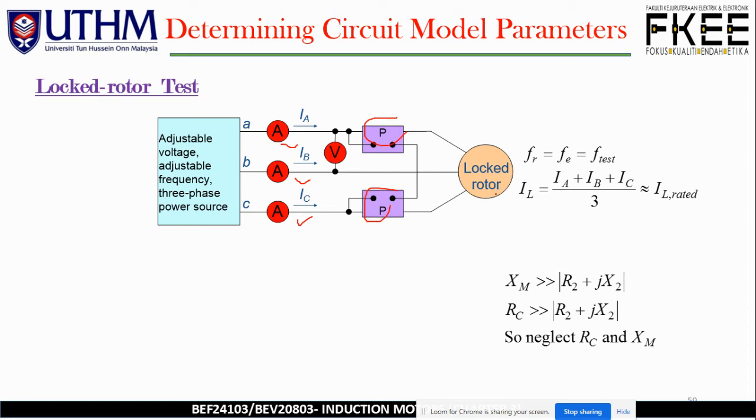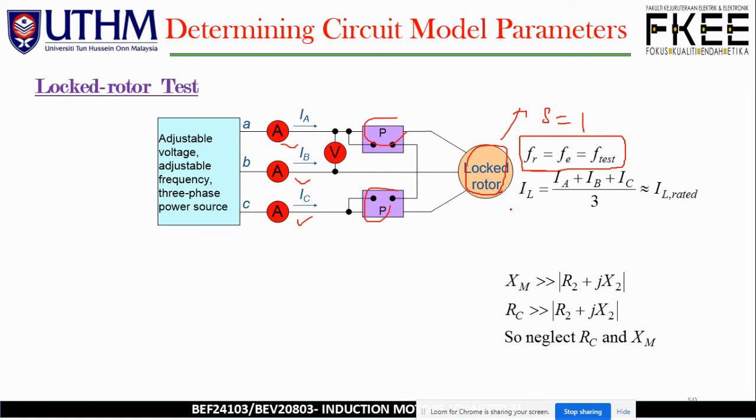So now we lock the rotor while it is running. To hold the rotor, we know that Fr equals Fe equals F test. At this moment, the rotor frequency equals the system electrical frequency, which equals the test frequency. So under this condition, we have S equal to 1. The rotor has been locked, no speed at all, so S equals 1.